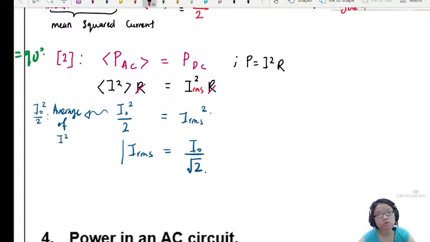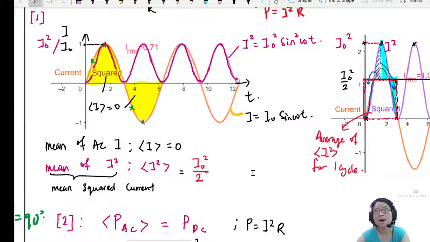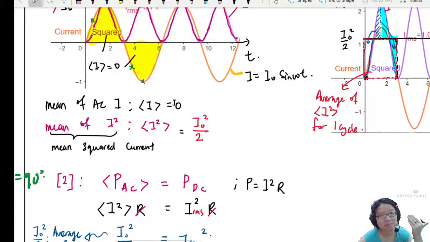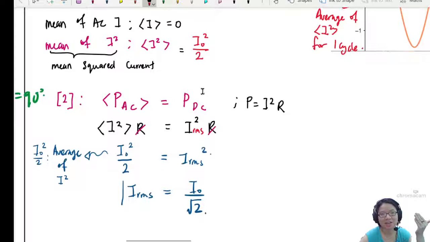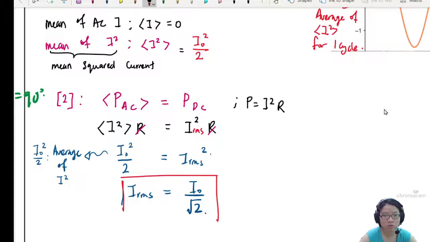And the only way to not use trigonometry is to find a way to obtain a mean square value, or average if you must, of the current. We have to square it because of the negative sign. And it just so happens that power also has I squared. So we can nicely slot it in and cancel off the R, and we'll arrive at this RMS current as I naught over root 2.